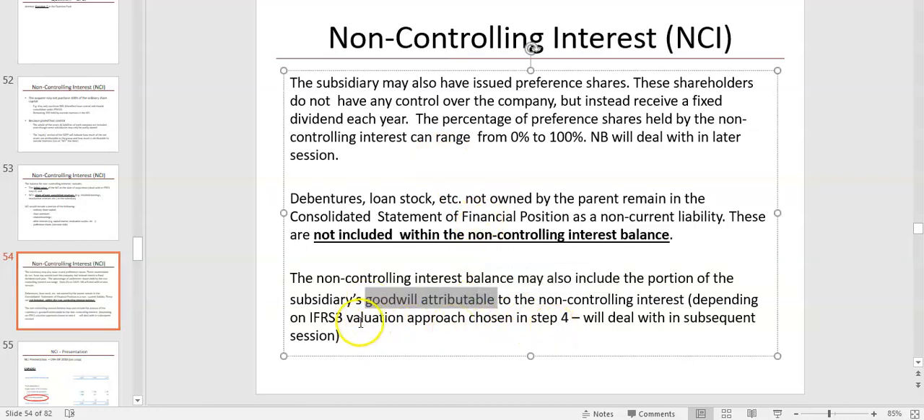This depends on how the NCI is valued. We'll deal with that in subsequent sessions, dealing with advanced IFRS 3. For now, we're taking a very basic approach to valuing the NCI, but there is an alternative one allowed in IFRS 3, which we'll deal with next week when we talk about advanced IFRS 3.